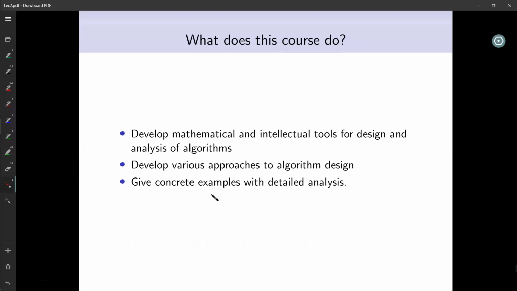In this course, our aim is to develop mathematical and intellectual tools for design and analysis of algorithms, develop various approaches for algorithm design, and give concrete examples with detailed analysis. These tools will be built with concrete examples. We'll study particular problems and develop algorithms, maybe different kinds of algorithms for the same problem, and we'll analyze them. Along the way, we'll be developing tools which will be useful for you in future.